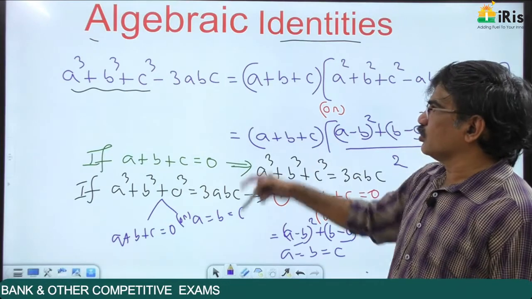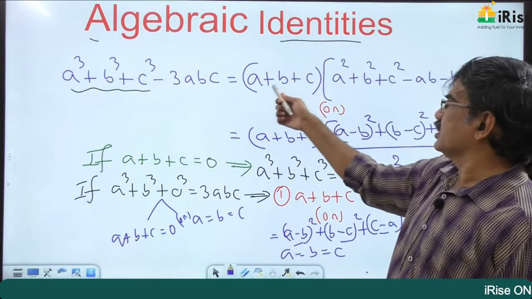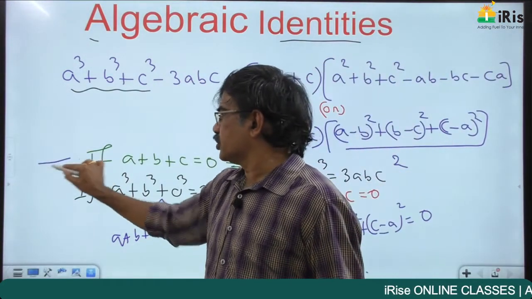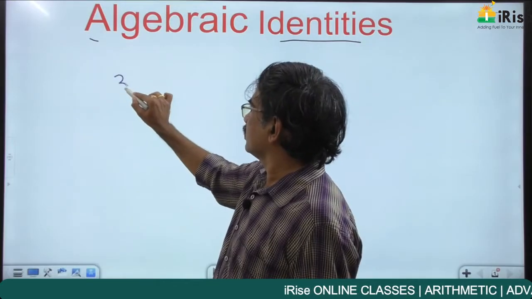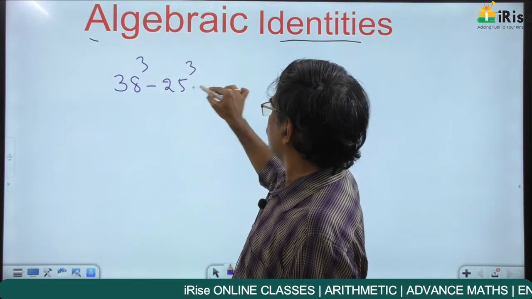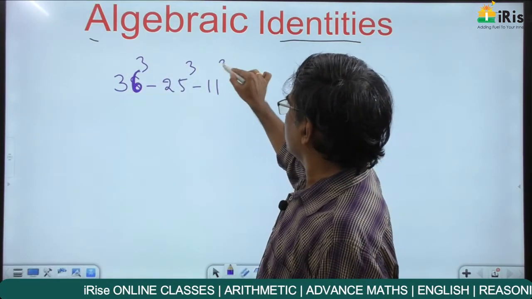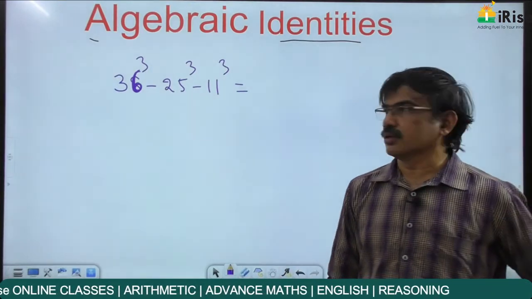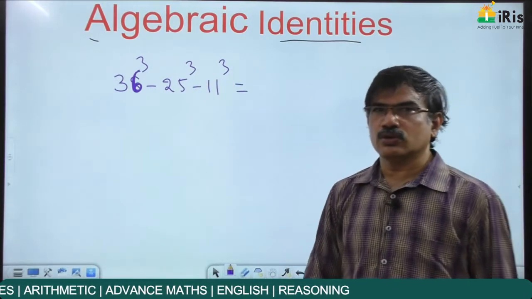So this is a most important concept. a cube plus b cube plus c cube minus 3abc is equal to this one or this one. And know these two conditions also. If a plus b plus c is 0, I want to give a simple question. What is 38 cube minus 25 cube minus 11 cube? Is equal to how much?